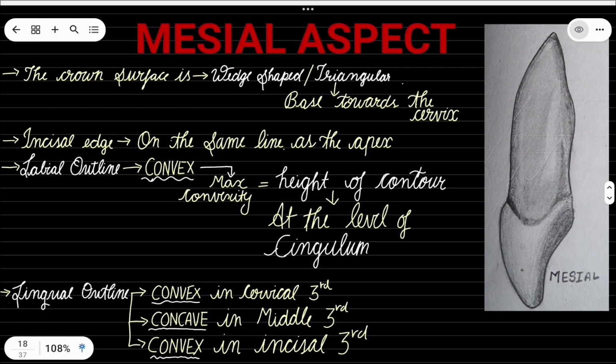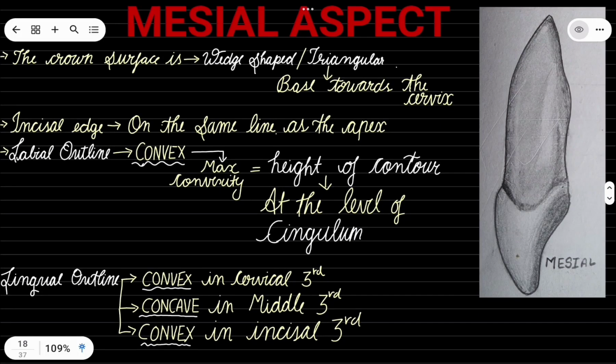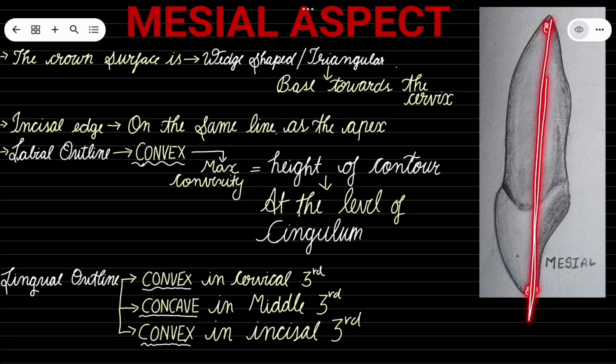Moving on towards the mesial aspect. If we see the tooth from the mesial side, what we will observe is that the crown resembles a wedge shape or triangular shape. As you can see, you can clearly picture that it is triangular in shape. This is the base, which is towards the cervix. Now, this is the incisal edge and this is the root apex. These two will be on the same line. If you draw a straight line, it will connect the apex to the incisal edge.